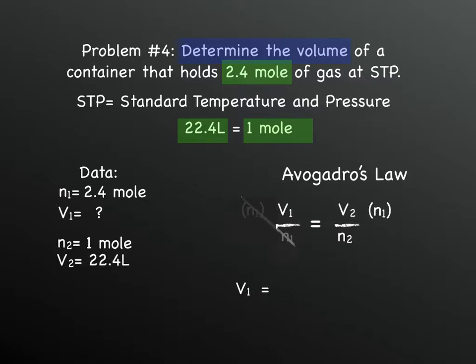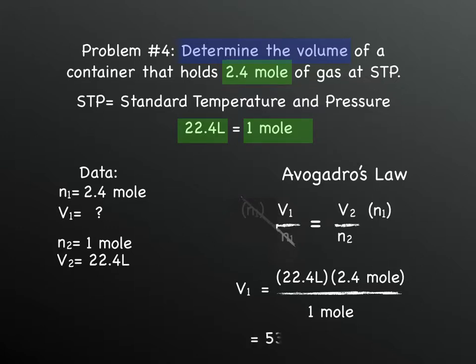Plug in our values. So this is 22.4 liters times 2.4 moles divided by 1 mole. Notice the units that cancel out here are the moles, and the units we're left with are liters. Our answer is 53.8 liters.